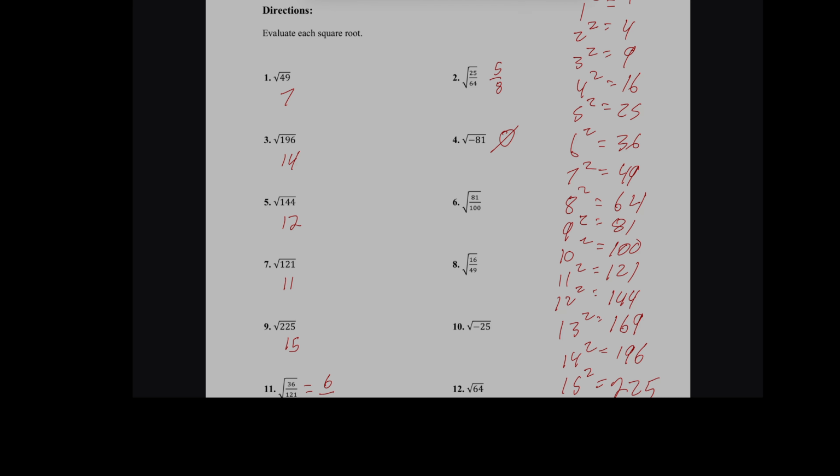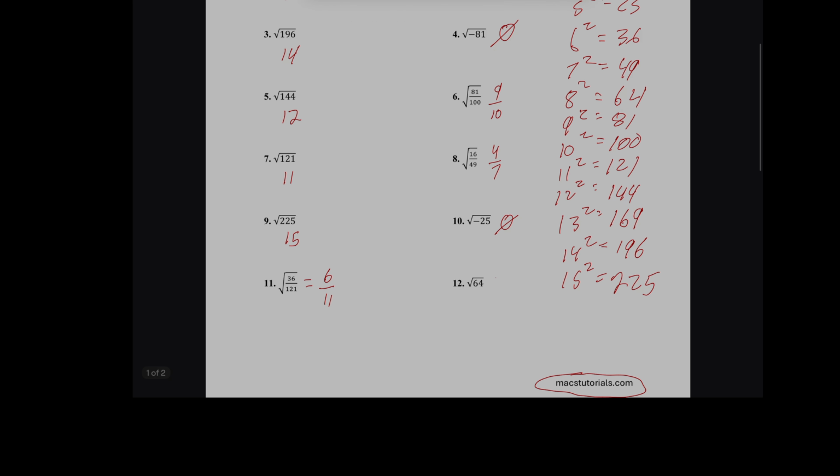Get to know that. Number 6 is just going to be 9 over 10. Number 8 is just going to be 4 over 7. This one, no solution. Okay? And then number 12, that's just going to be an 8.